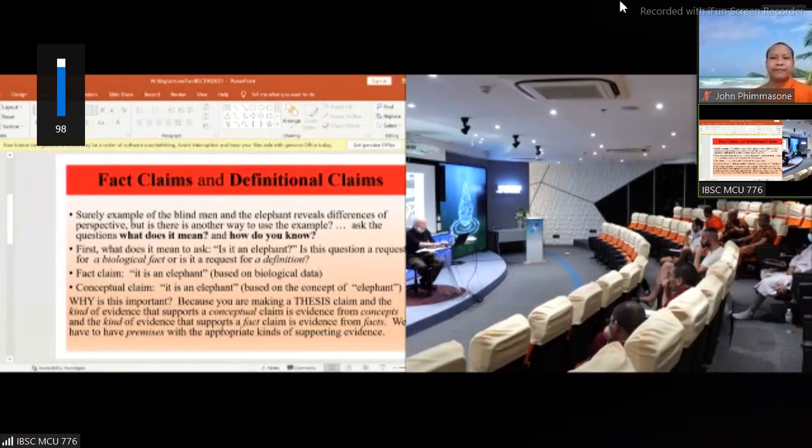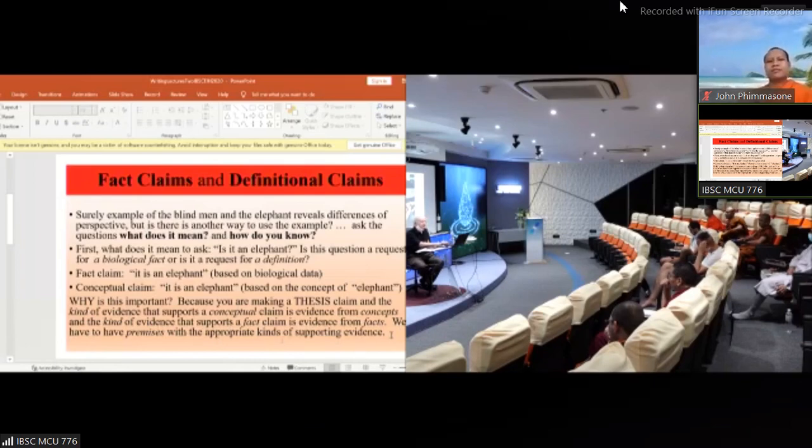Why is this important? Because you are making a thesis claim, and the kind of evidence that supports a conceptual claim is evidence from concepts and definitions in a dictionary. And the kind of evidence that supports a fact claim is evidence from other facts. We have to have premises, steps with the appropriate kinds of supporting evidence.